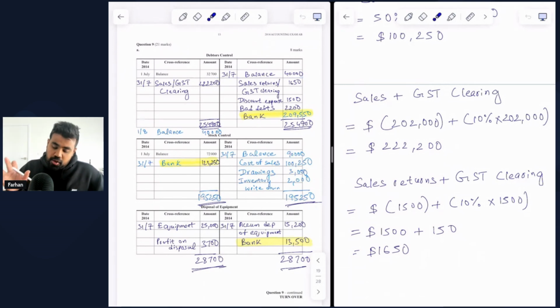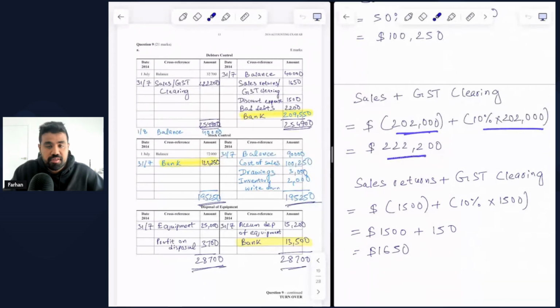Now, we understand that all sales are made on credit. So during the month ending 31st of July, if I was to find the total amount, including GST, that this group of credit customers would owe us as the business, that would be calculated as $202,000 plus 10% GST applied on the $202,000, which is $222,200. So this represents the gross credit sales that we have made to the accounts receivable.